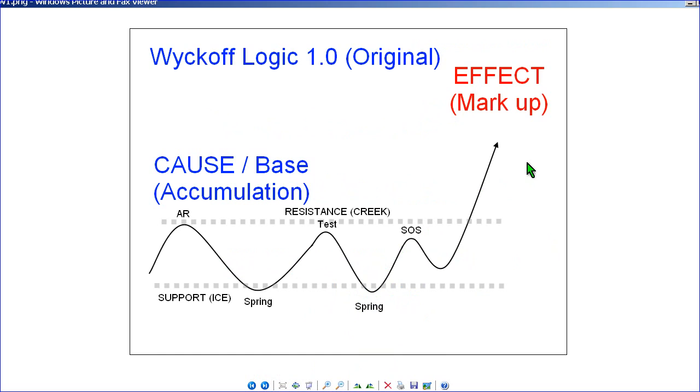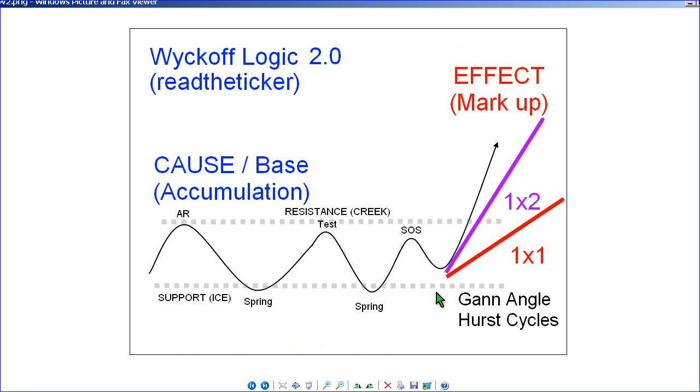Standard Wyckoff Logic 1.0, the original, is where you examine a cause, accumulation, and you monitor the phases to determine a markup effect, and you profit along the markup effect. Wyckoff 2 is where we added our Gann angles and Hurst cycles to measure the performance of the markup effect. The Gann angle has 1 unit of time and 2 units of price, merging the Wyckoff and Gann and Hurst worlds together.